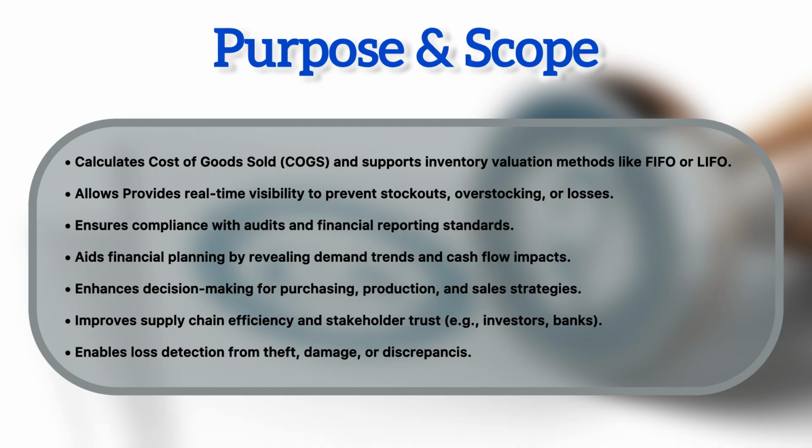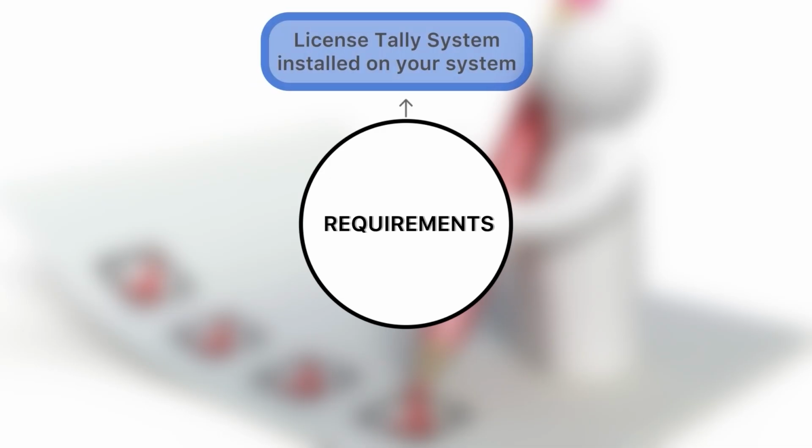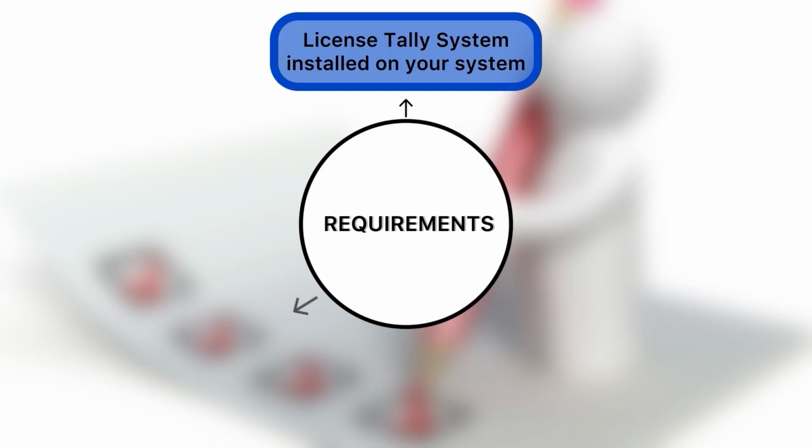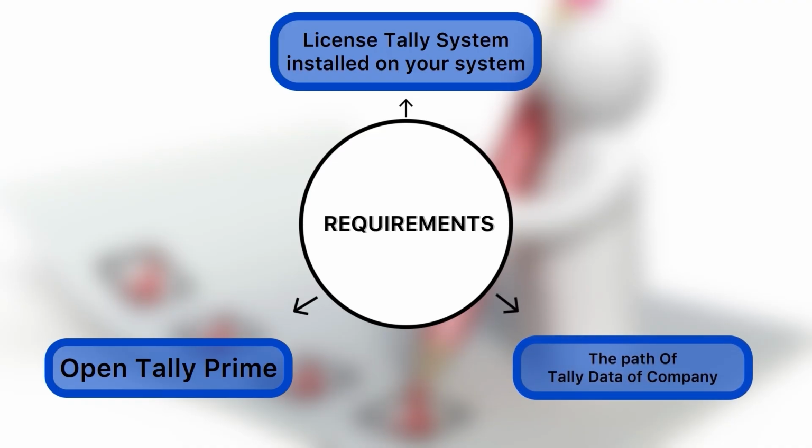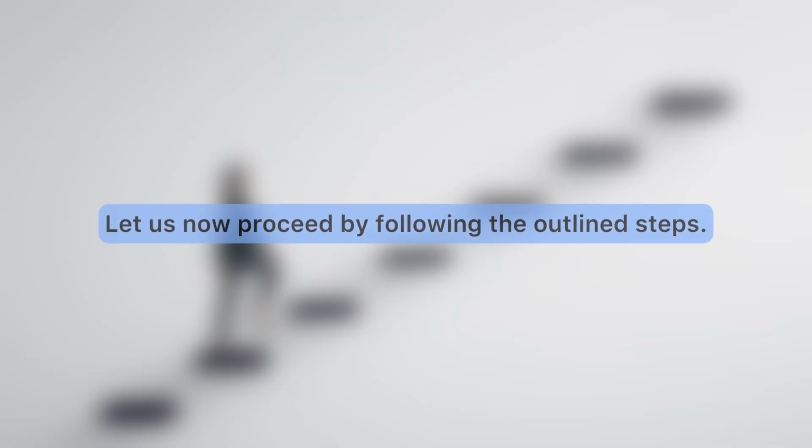Let's move on to the next step: how can we view the stock register in Tally and how we can pull it from Tally. Before we move on to the steps, let's first understand what you need before you start this process. The first thing you would need is that licensed Tally should be installed on your system, and the second thing is that you should open the installed Tally. The third thing is that you should have the path of the Tally data which is saved on your system for the entity or company for which you want to open the Tally data and use it.